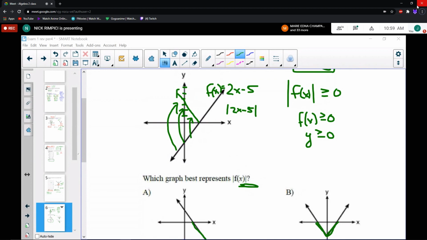Okay. So not too hard. It's just if you know what the absolute value is, you're solid. If you don't know the absolute value, then it's a little bit problematic. So you definitely want to know what the absolute value means. All right, so let's see for the next example.